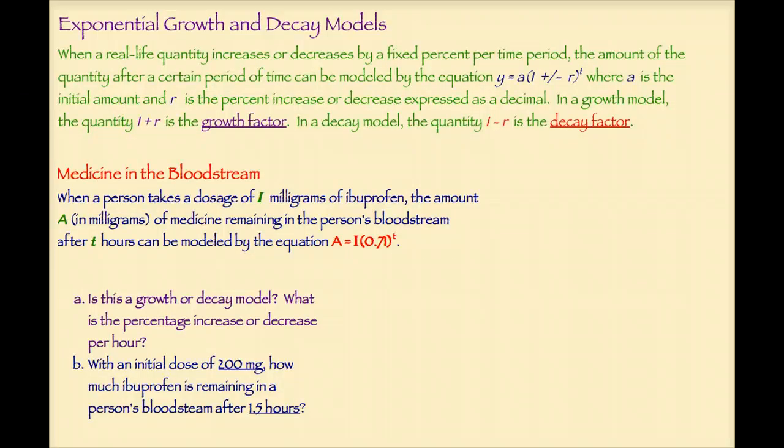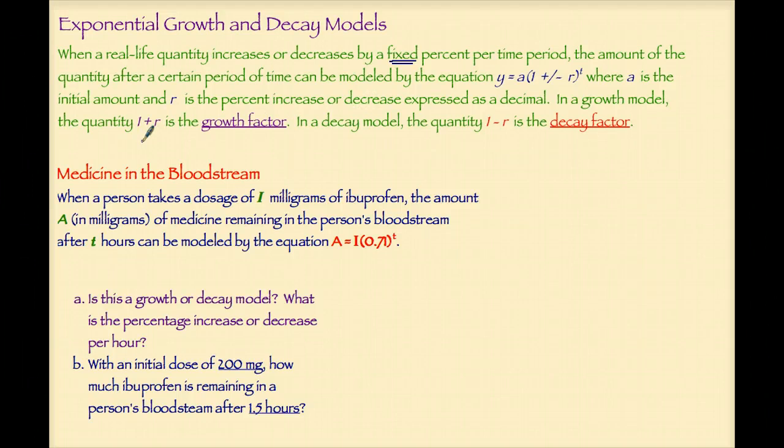We shift from graphing exponential growth and decay functions to using exponential growth and decay models. When a real-life quantity increases or decreases by a fixed percent per time period, a fixed percent, that's key, the amount of the quantity after a certain period of time can be modeled by this equation. Y equals A times the quantity 1 plus R or 1 minus R to the t power, where A is the initial amount and R is the percent increase or decrease expressed as a decimal.